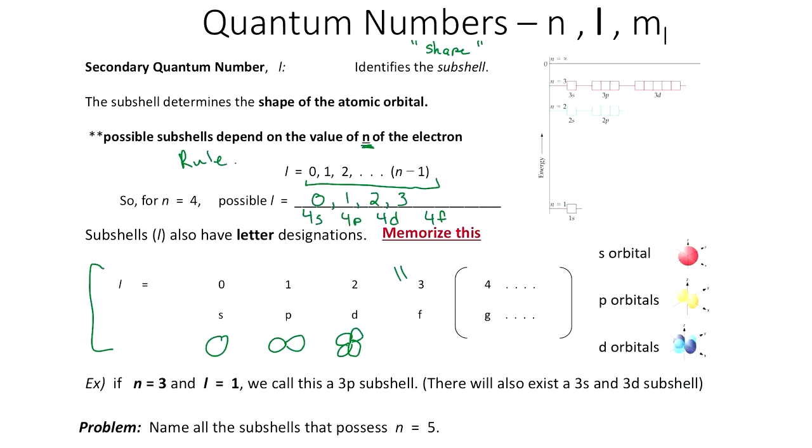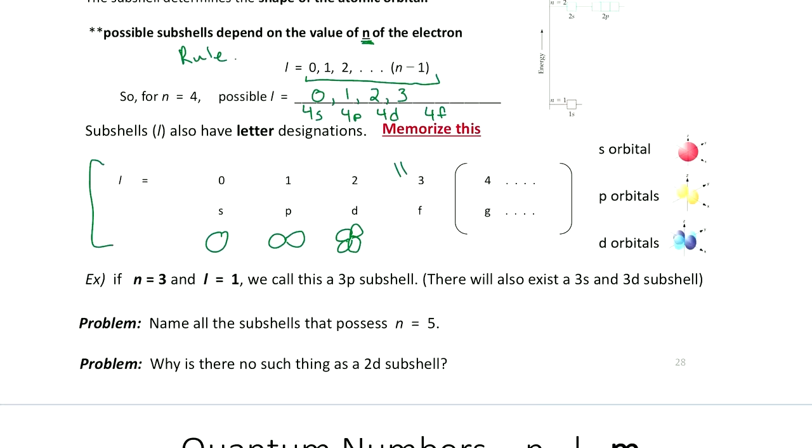Each of those subshells has a specific shape based upon the number of angular nodes. So you see the combination of the n and l quantum numbers. I can combine these two things and specifically call out what subshell I'm talking about. So here, if I have an n equals 3 and an l equals 1, we can call this a 3p subshell.